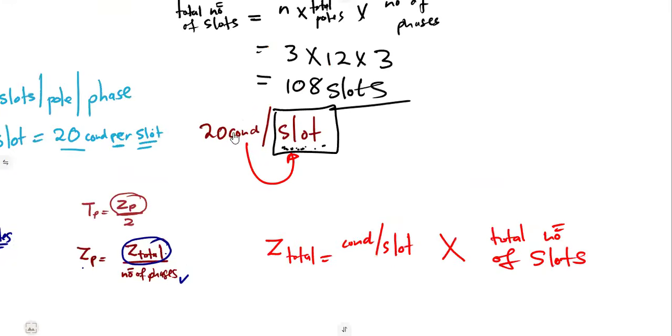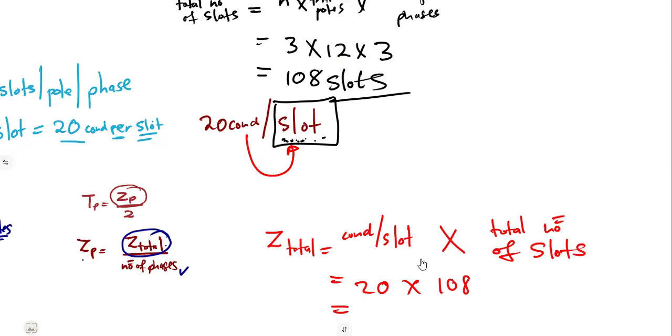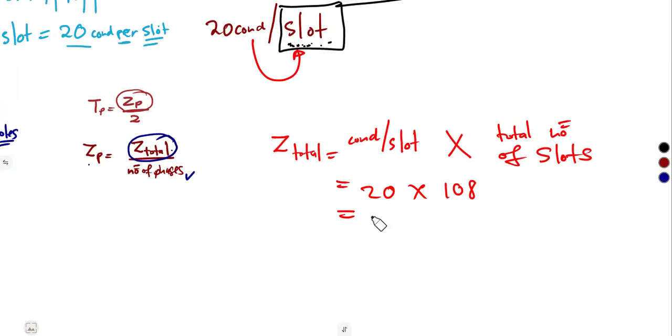So using this conductor per slot concept, how many conductors are we going to have? There are 20 conductors per each slot, 20 times the total number of slots, which is 108. That gives us the total conductors, just like that. So we have our Z total, guys, from there: 2,160 conductors, the total of them. This is our total.